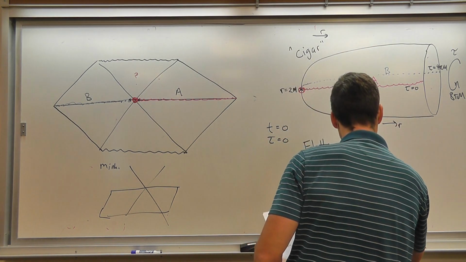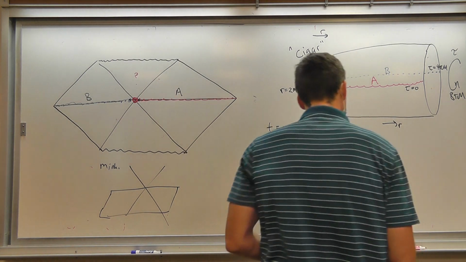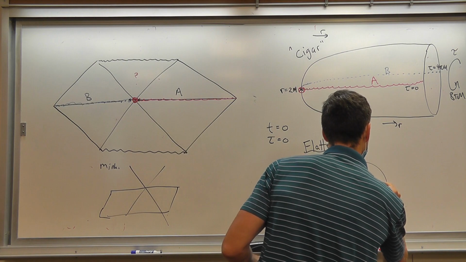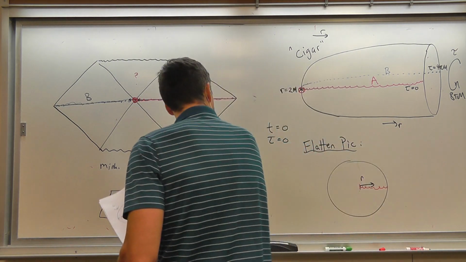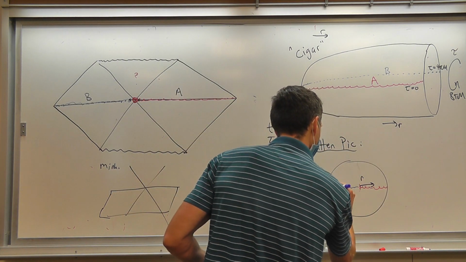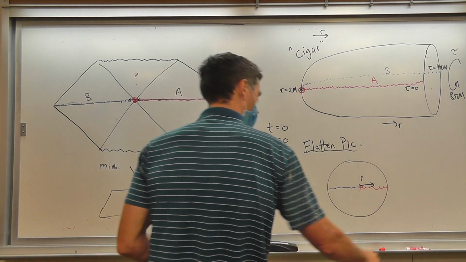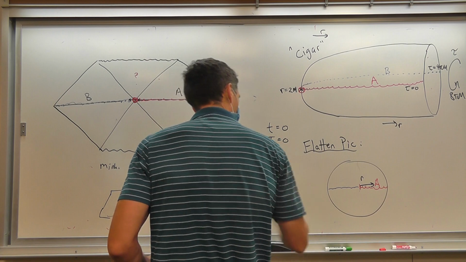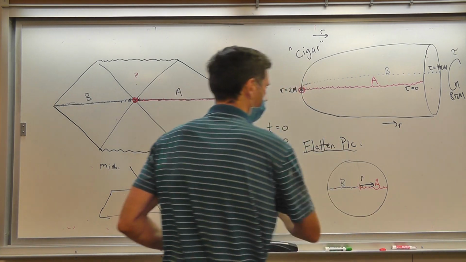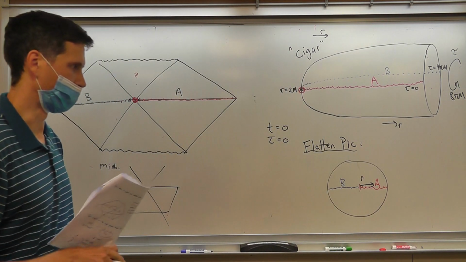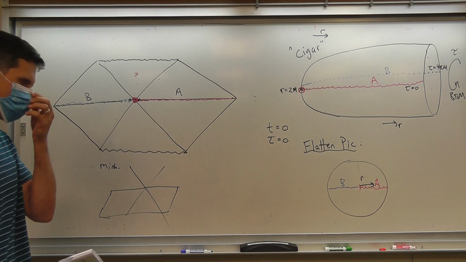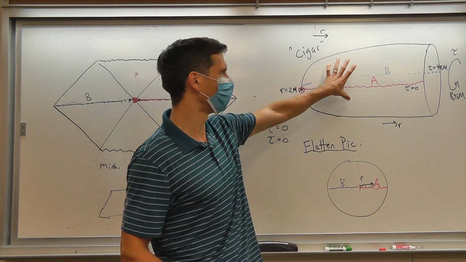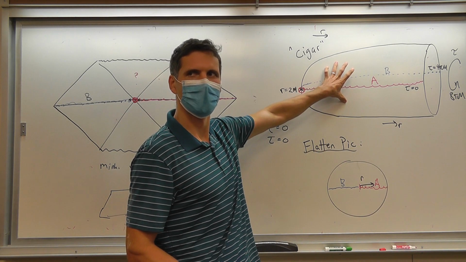So if we squish the cylinder, then now it looks like this. R goes out. Region A is on one side, and region B is on the other side. Okay, so I'm just redrawing it. This is just a redrawing of the cylinder.